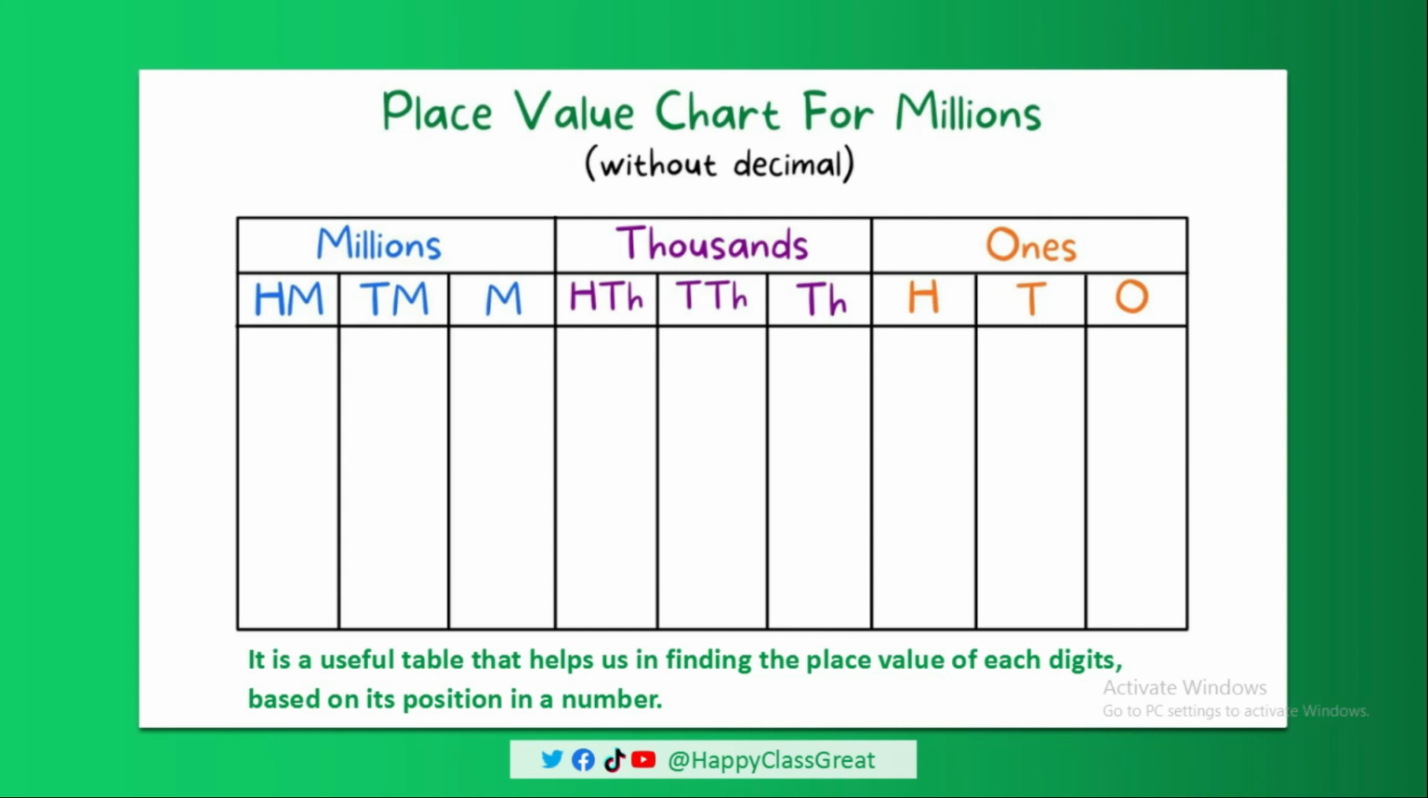This is called a place value chart, and it is a useful table that helps us find the place value of each digit based on its position in a number. We are going to use this place value chart to be able to write any number we are given, like the ones I mentioned. We are going to use it to draft it out and write exactly what the number is in words, correctly.